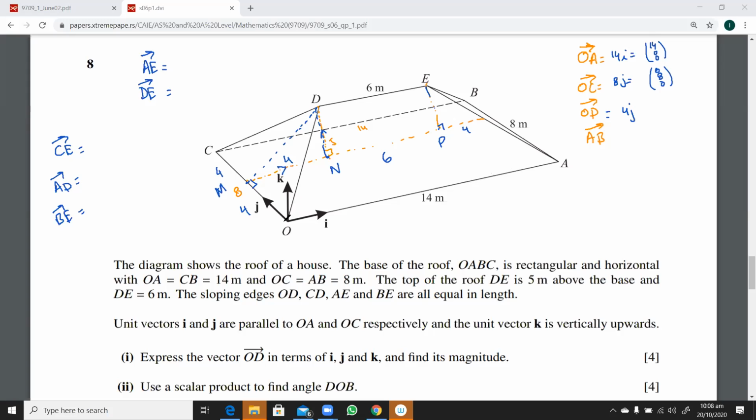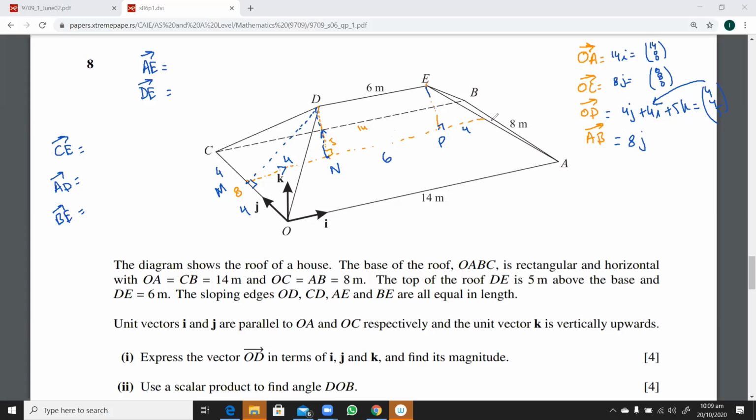Good. So this OD is going to be, I'll be going from O to M, which is 4J, then from M to N, which is going to be 4I, and then from N to D, which is 5K. And I can write it as 4, 4, 5. This first 4 is for the 4I. First of all, you write the I wala, then J wala, and then the K wala. What is the AB? That is simple, 8J. That is 8J. What is AE?